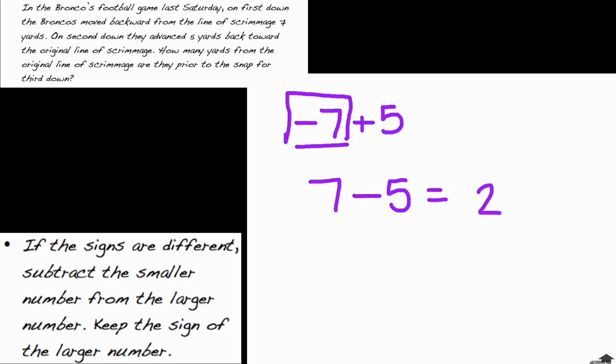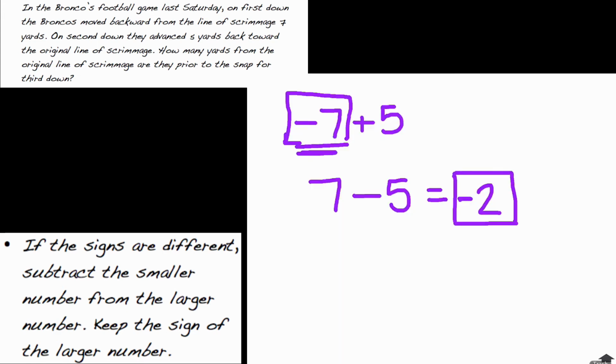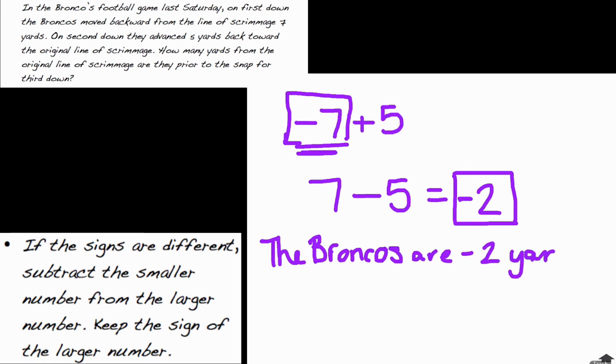Now I want to go back up to that -7 because our rule says to keep the sign of the larger number. So since our 7 is negative, our answer also has to be negative, and we get an answer of -2. Once again, we want to make sure and put this into context. We're going to write out a sentence. The Broncos are -2 yards from the original line of scrimmage.